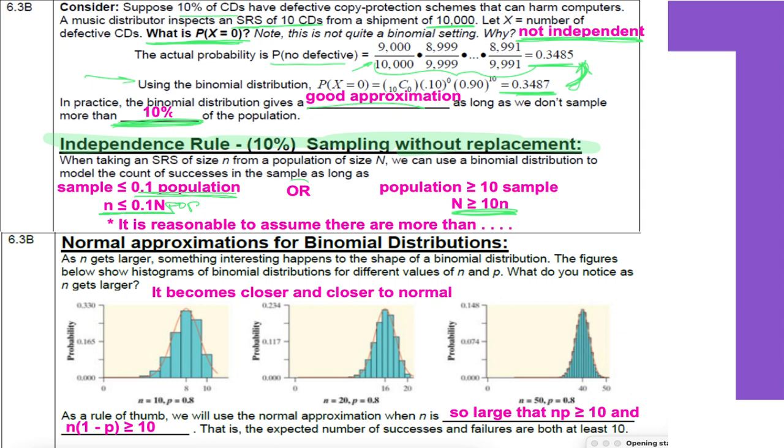So these are saying the same thing. If these are true, then we can use the binomial distribution as an approximation. Now, more approximating. Normal approximation for binomial distributions.